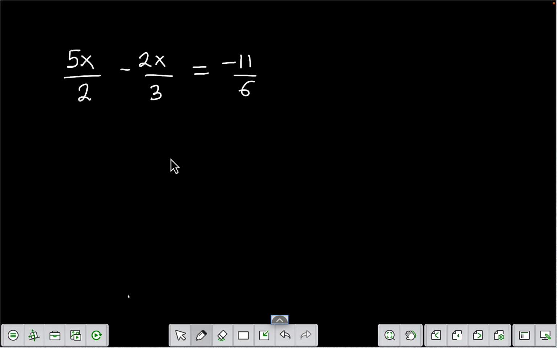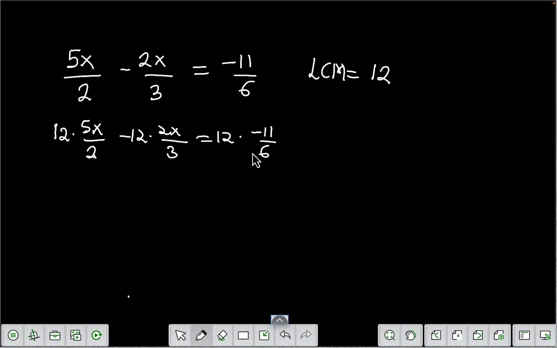All right, let's look at this problem. Guess what the LCM is? All right, so if you were able to find the LCM, that should be 12, because 2 times 6 is 12, 3 times 4 is also 12. So yes, we multiply by the LCM. We have multiplied each term by the LCM. So we mentioned that 2 times 6 is 12. So if I'm dividing 12 by 2, that should give me 6.